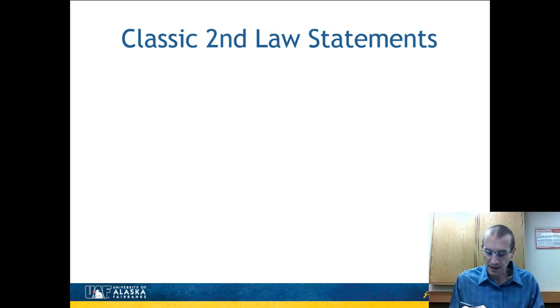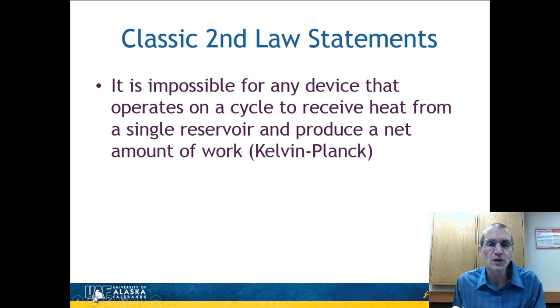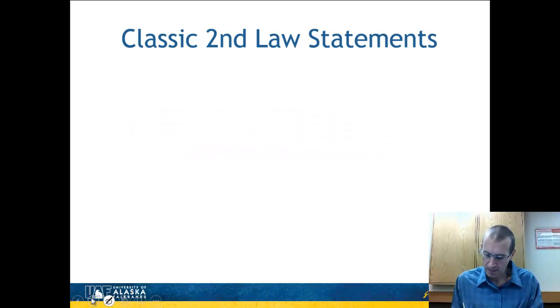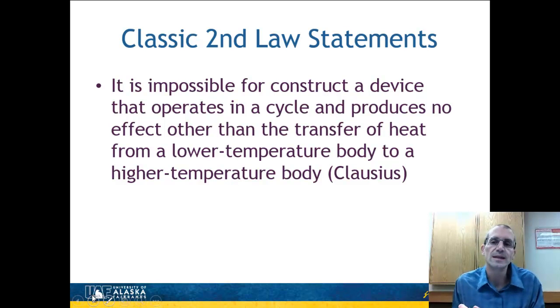So there's a couple classic statements of the second law of thermodynamics, and I want to go through both of those with you now. Here's the first one, due to two people, Kelvin and Planck, and it says, it is impossible for any device that operates on a cycle to receive heat from a single reservoir and produce a net amount of work. Now I'm going to give you another classic statement. This one is from Clausius, and it says, it's impossible to construct a device that operates in a cycle and produces no effect other than the transfer of heat from a low temperature body to a higher temperature body.